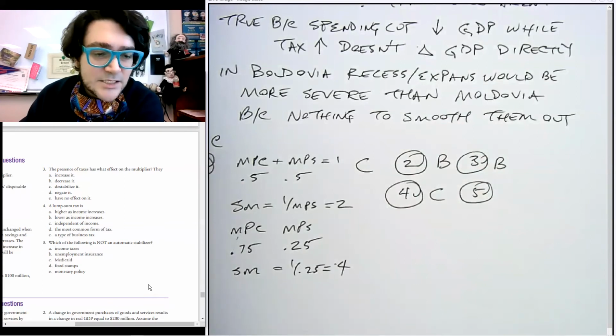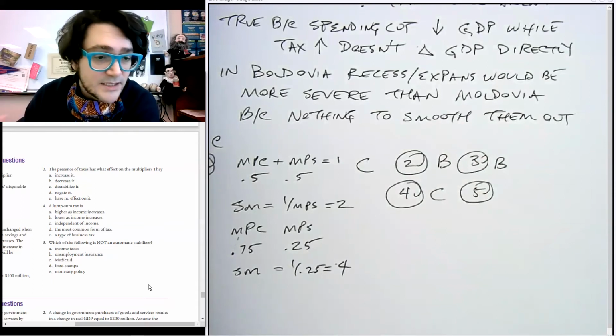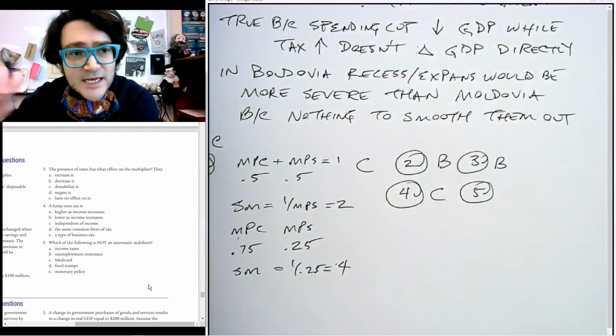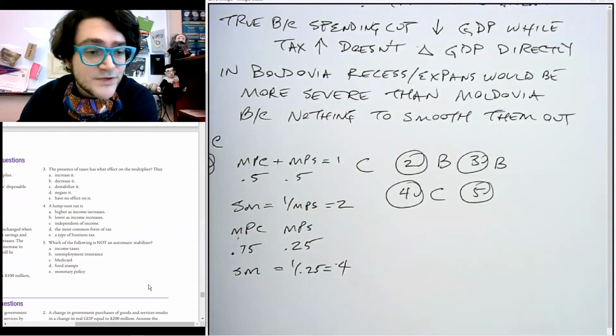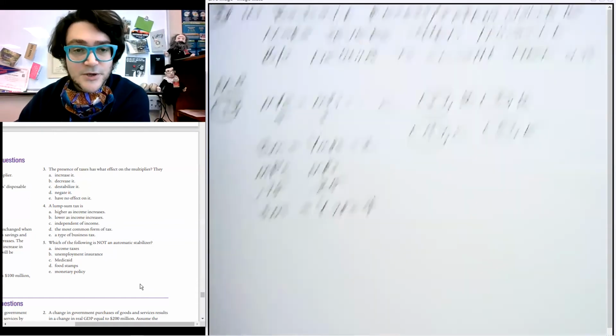Which of the following is not an automatic stabilizer? Number 5. Income taxes, they are. Unemployment insurance, it is. Medicaid, it is. Food stamps, it is. Monetary policy is not automatic, right? Policymakers have to actually change that. And so the first 4 are automatic. They kick in regardless. So E is the right answer here.